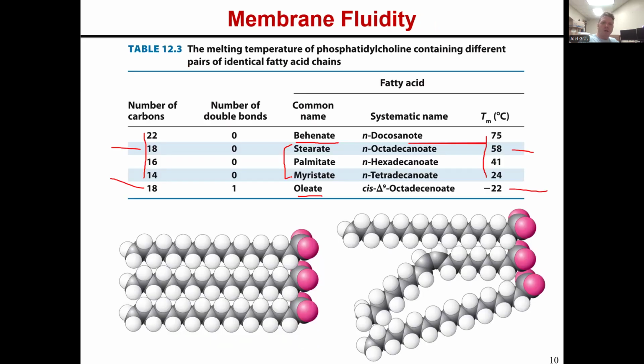Longer chains. Here we saw that the longer they were, the more rigid they were. So the answer to that question is no.